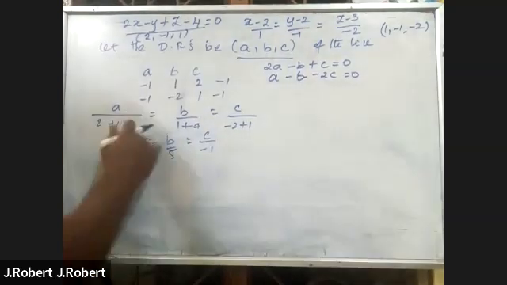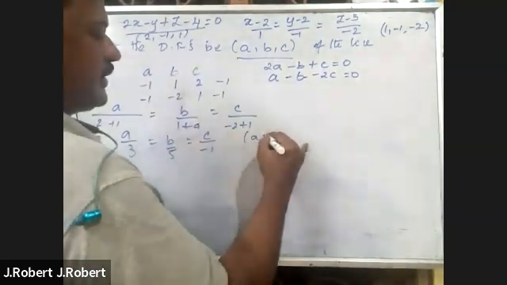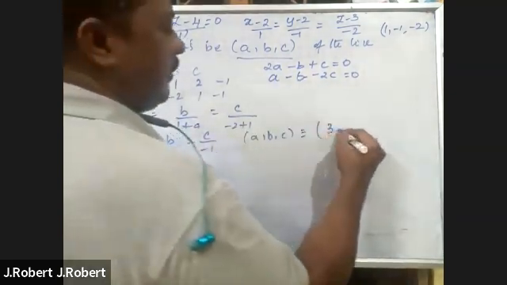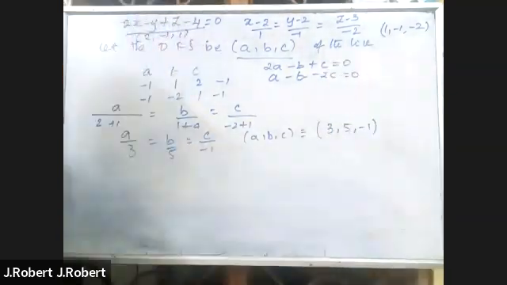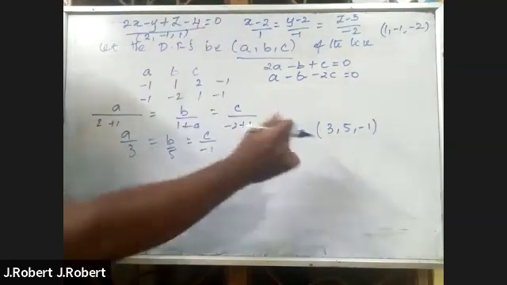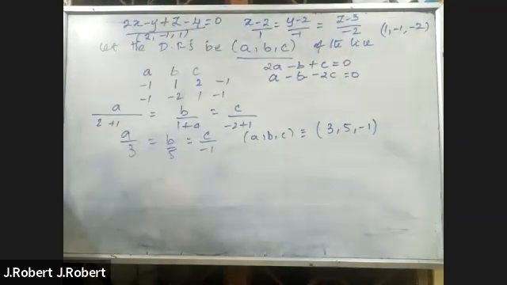From this we can say A, B, C are proportional. The direction ratios we have found are 3, 5, minus 1. So what did we find? We found the direction ratios of the line, A, B, C, that is 3, 5, minus 1.